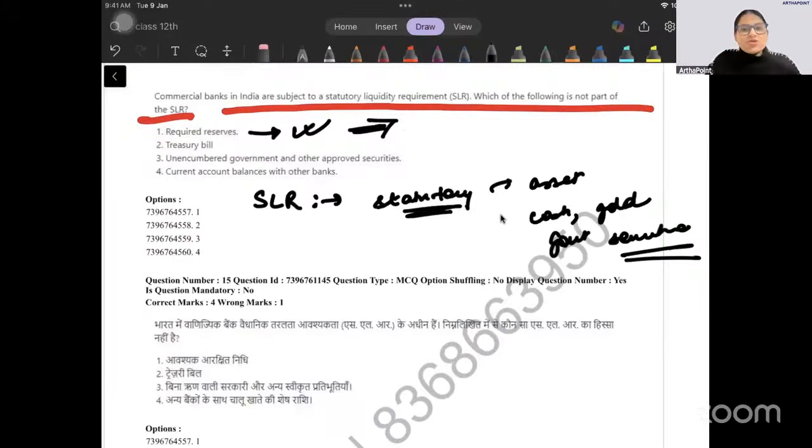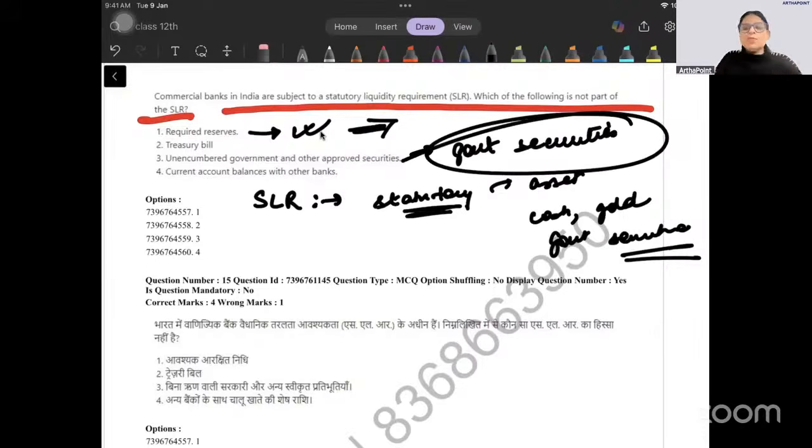Okay, next question. What is 3? These are simply all kinds of government securities. Next. What about 4?